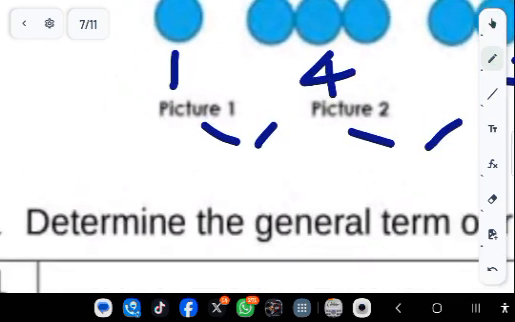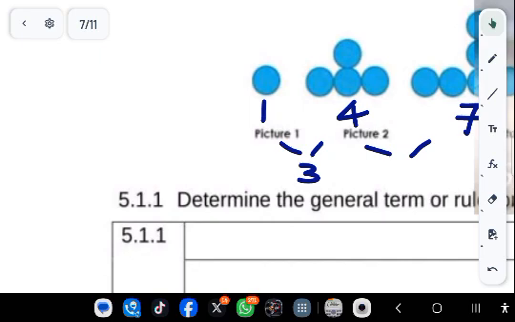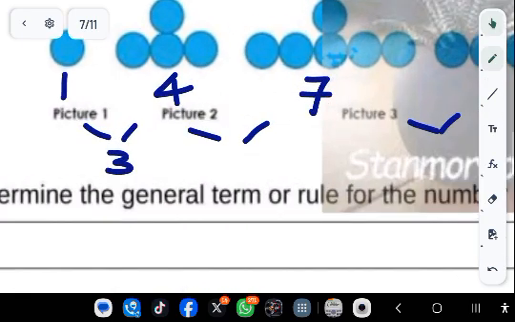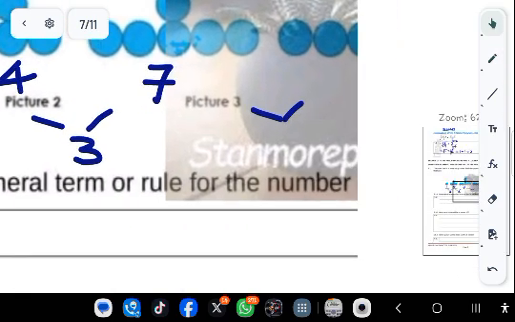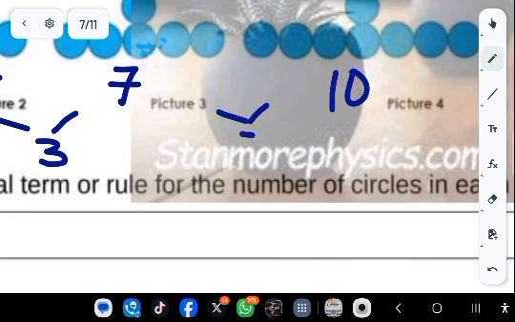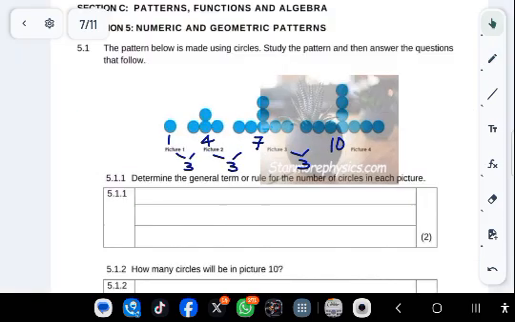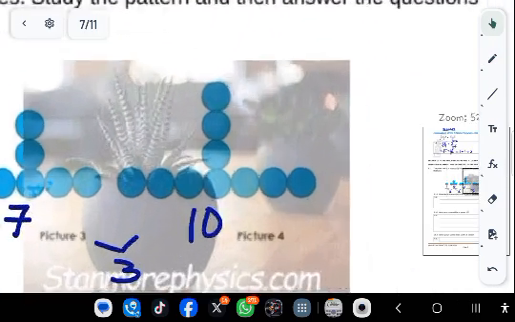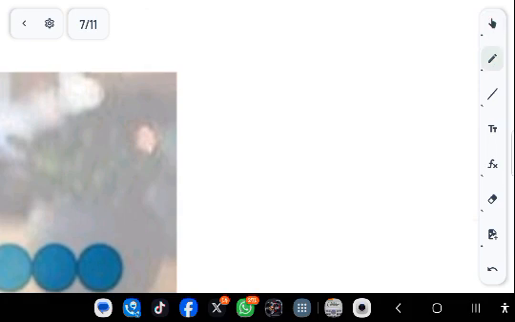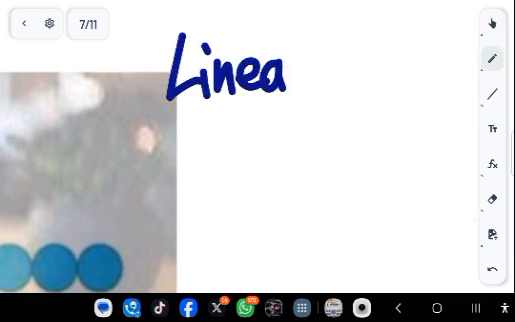4 minus 1 is equal to 3. That's the difference between these two terms. 7 minus 4 is 3. 10 minus 7 is 3. So we've got a linear pattern here.